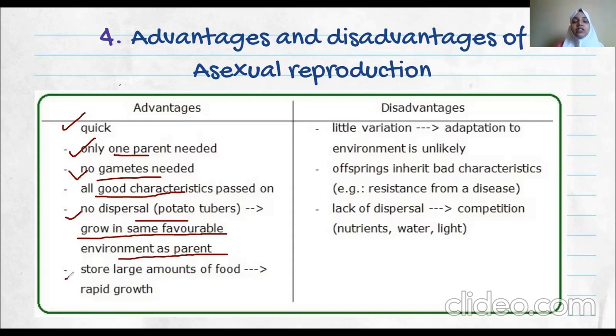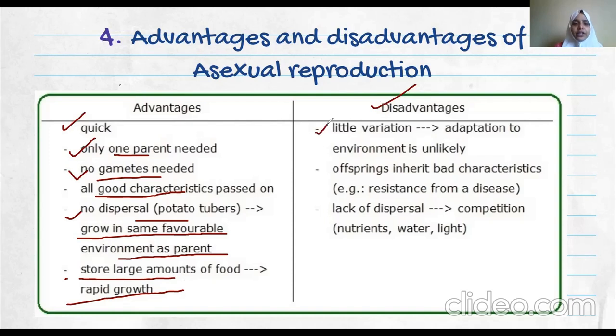Vegetative propagation serves as food reserve material for us and for animals, the stem tubers and the root tubers. They are all storing food in them. Yes, and also, as we discussed in the earlier slide, these plants which propagate asexually have rapid growth. On the other side, what are the disadvantages?